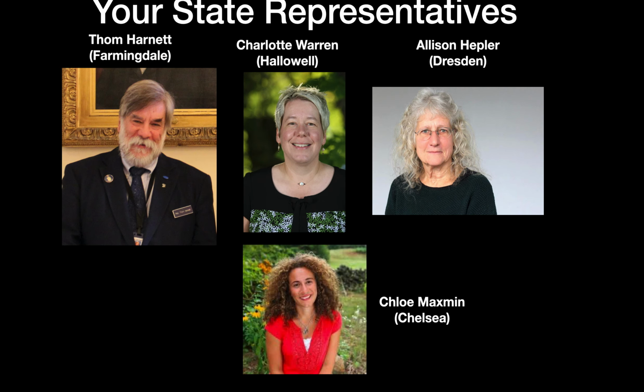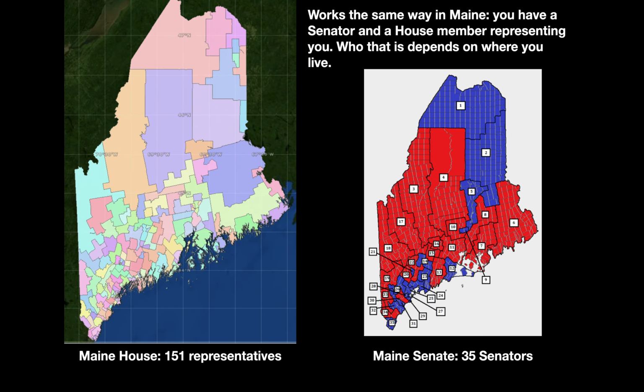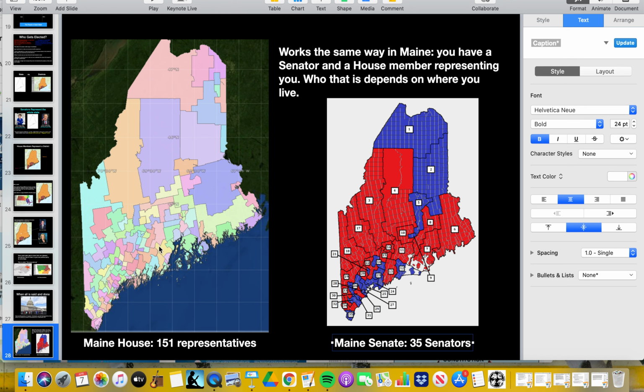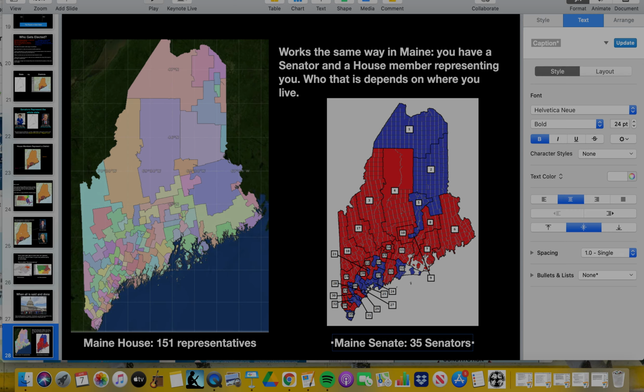Here's who they are. Your state representative differs on where you are, because Farmingdale is in a different district than Hallowell, Dresden, and Chelsea. You can see that if you live in Farmingdale, Tom Harnett is your current state rep. Charlotte Warren, who's been both a senator and a representative, is currently the representative for Hallowell if you live there. And Allison Harper from Dresden, Chloe Maximin if you live across the river in Chelsea. So again, looking at the map here, we don't see exactly where they are, but it's right around this area. Now we're looking at a bunch of different representatives, and depending on where you are, that would be yours.